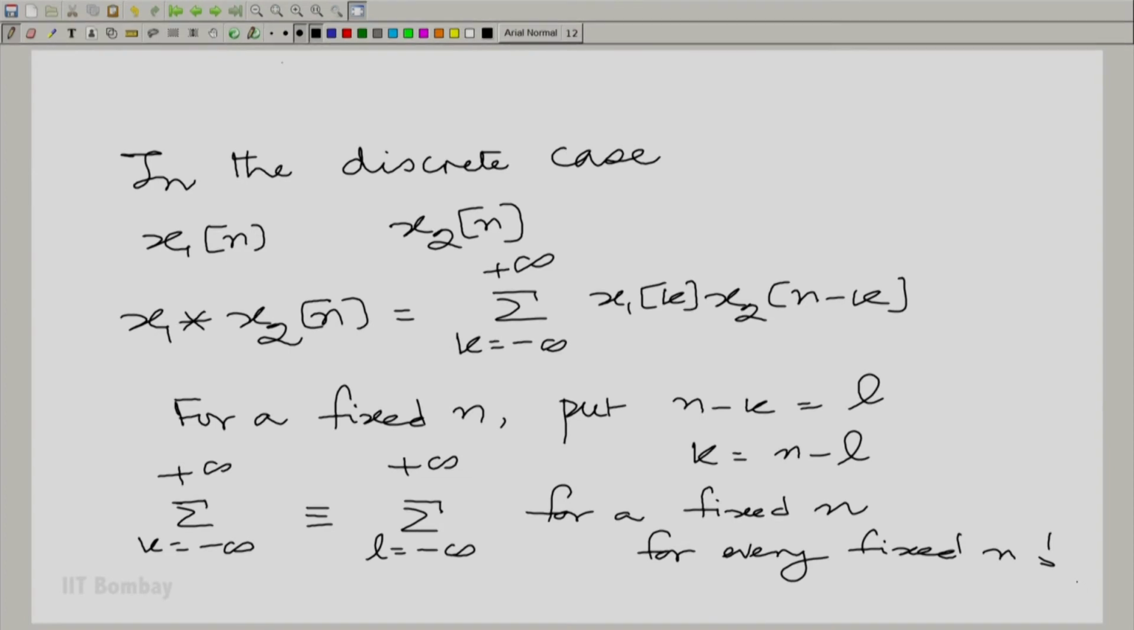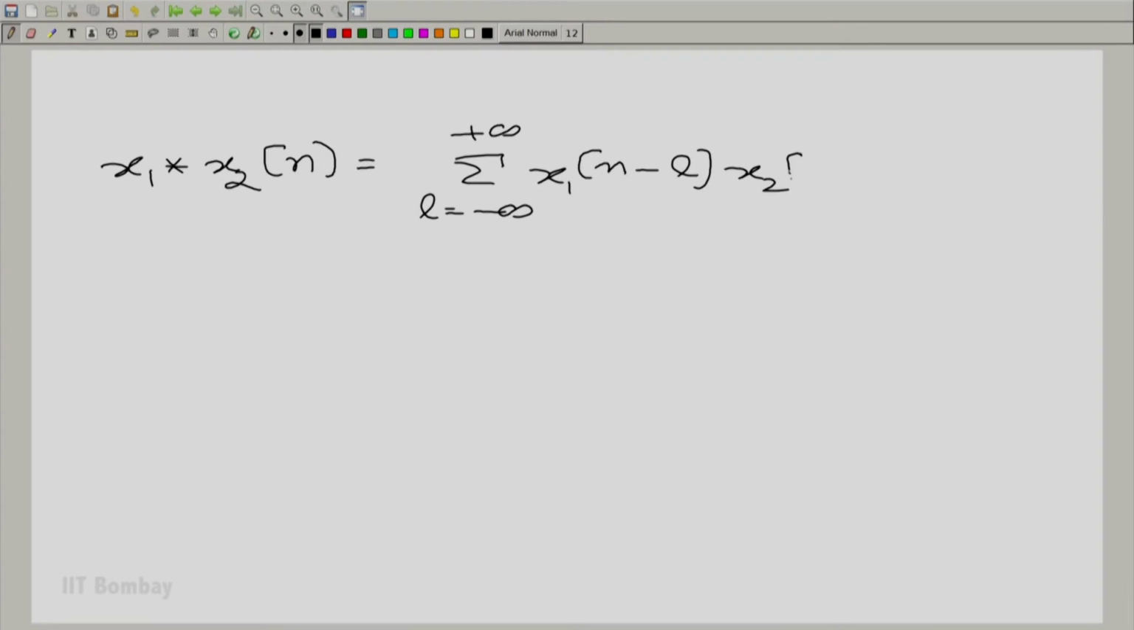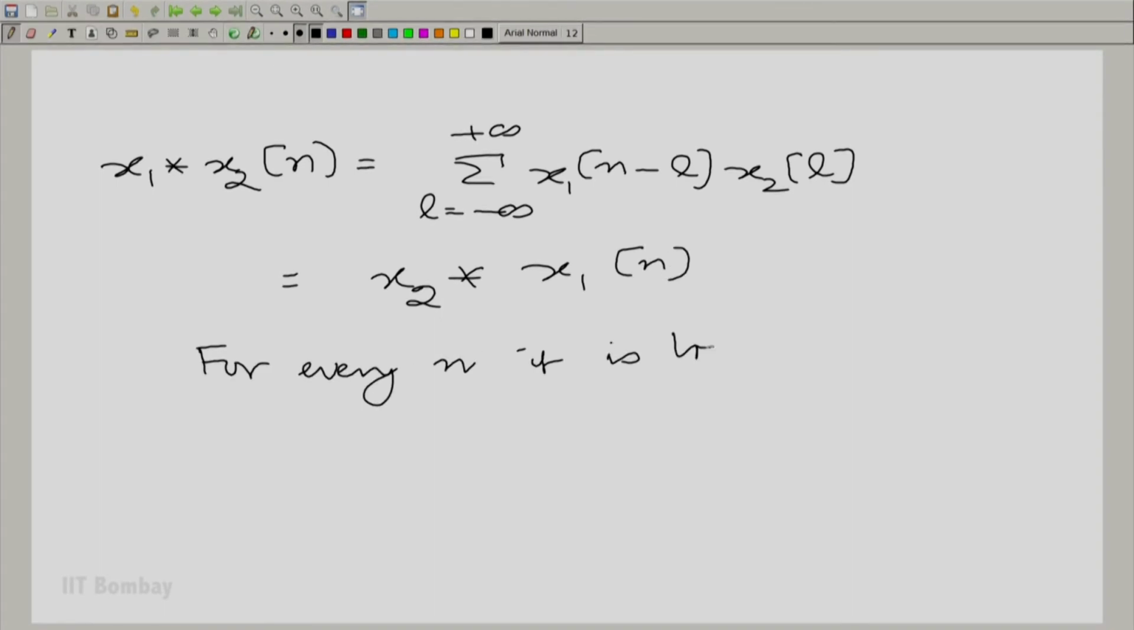Therefore, what we have is that x1 convolved with x2 evaluated at n is also the summation over L going from minus to plus infinity of x1[n minus L] x2[L], and that is the same thing as x2 convolved with x1 evaluated at n. This is true for every n, hence proved. So, we have completed the proof for the discrete case as well.